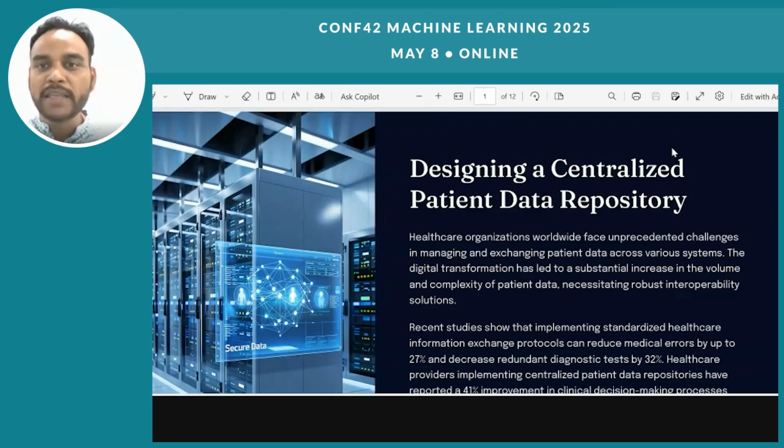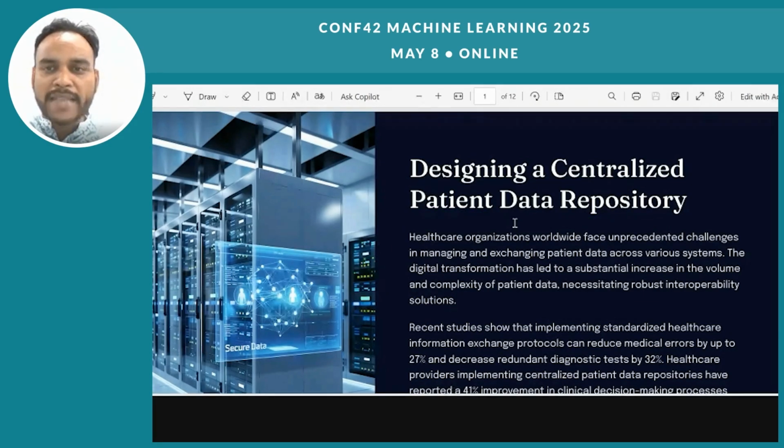Nowadays, in large healthcare organizations, patient data is scattered across multiple systems: electronic health records, lab reports, pharmacy reports, and insurance claims. Our task is how to design and implement a centralized data repository that would consolidate all patient information into a single, secure, and easily accessible platform for providers. This is today's topic: designing a centralized patient data repository.